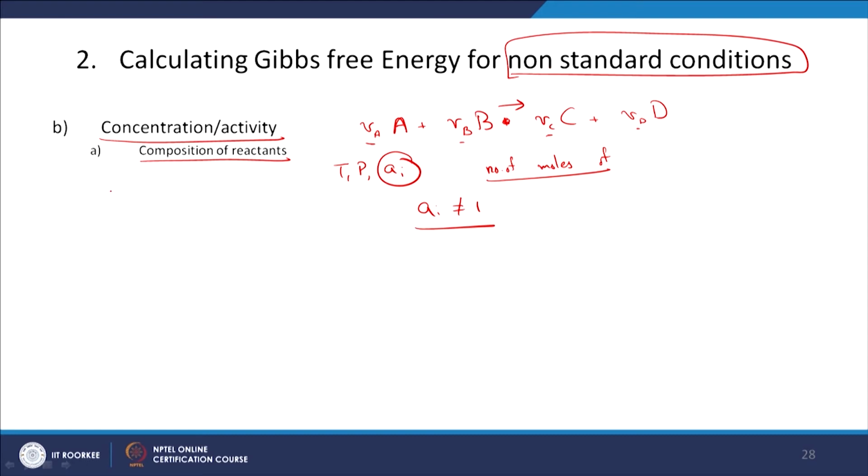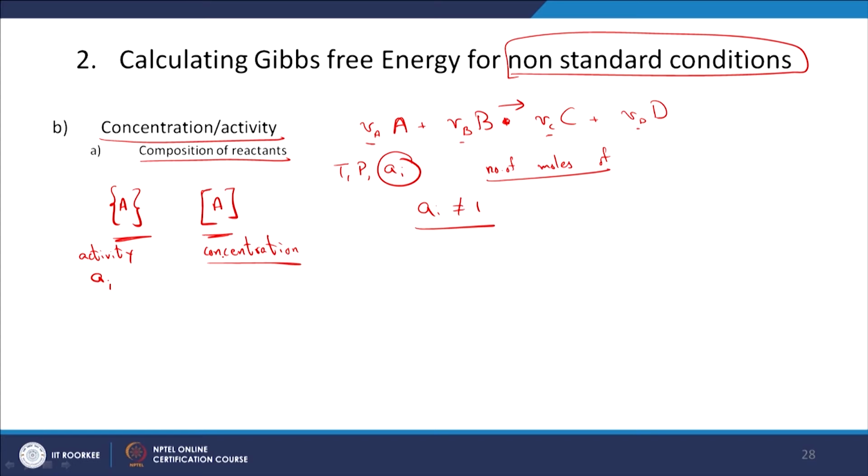In general, we denote activity of a compound by these curved brackets, I guess, and square brackets for concentration. I am unable to remember what we call them, but for the activity of compound I, in general when we use the square brackets, we use them to refer to the concentration of a particular compound.